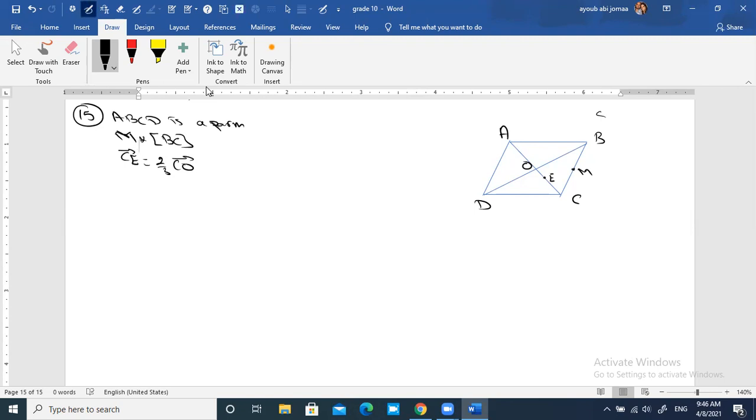Okay, part A. Use an appropriate system of axes to prove that D, E, and M are collinear. D, E, M. You have to prove they are collinear. Also, you need to find a system to prove that these points are collinear.